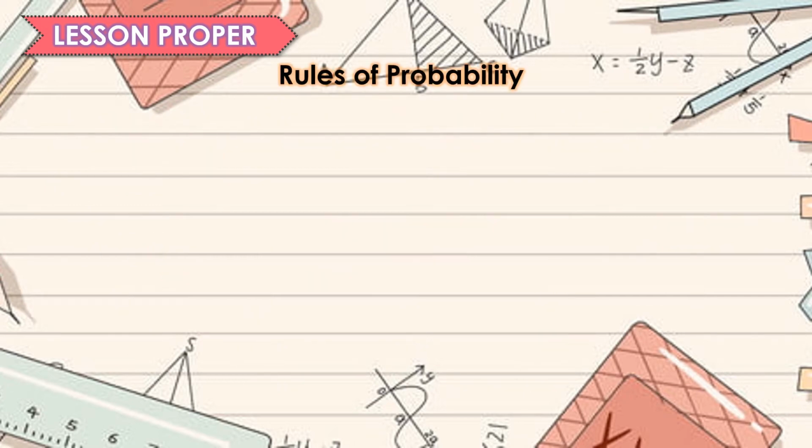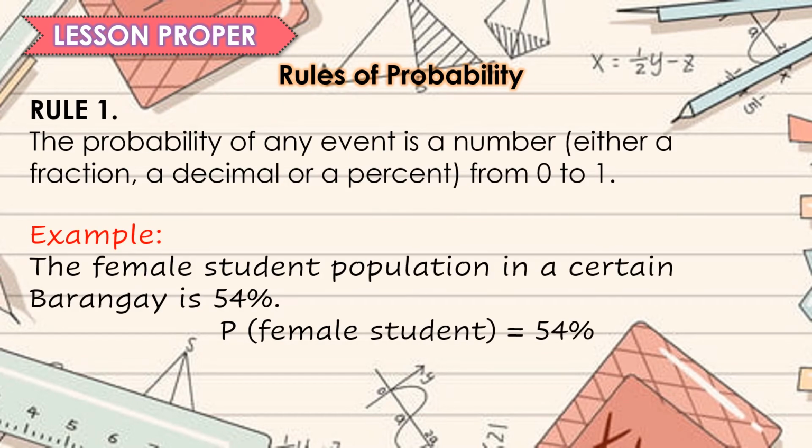There are rules in probability. The first rule is the probability of any event is a number. It is either a fraction, a decimal, or a percent. So the value is from 0 to 1. For example, the female student population in a certain barangay is 54%. So here, the given probability is in percentage. The probability of a female student is equal to 54%.